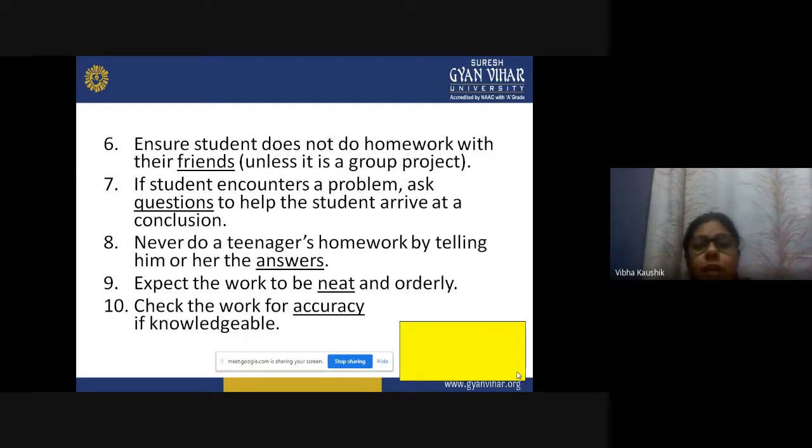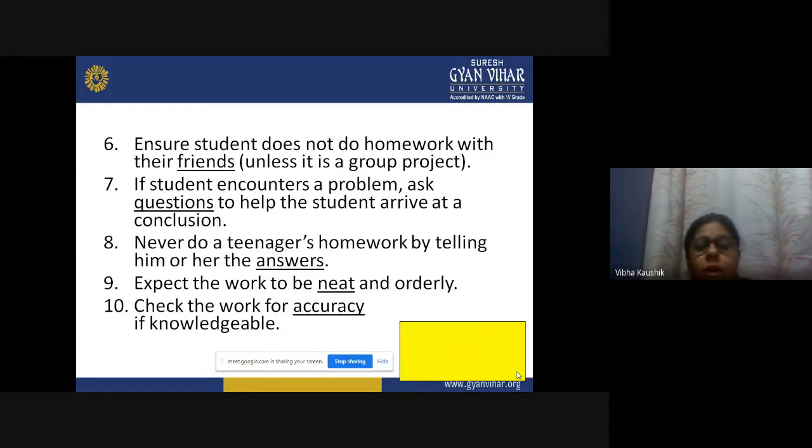If a student encounters a problem, ask questions to help the student arrive at a conclusion. You can ask where they are having the problem, and you can help the student so that they can arrive at a conclusion and find a solution to the problem.